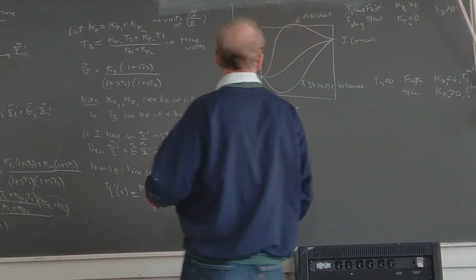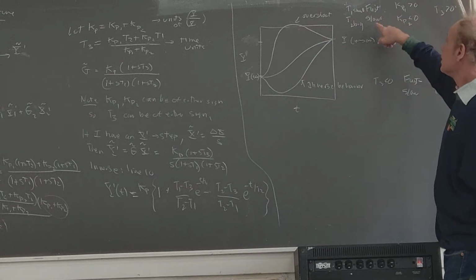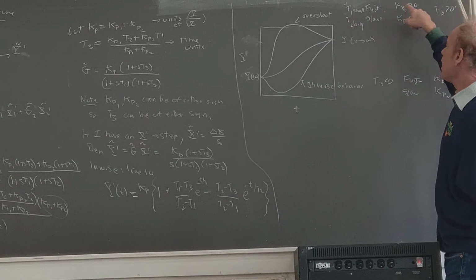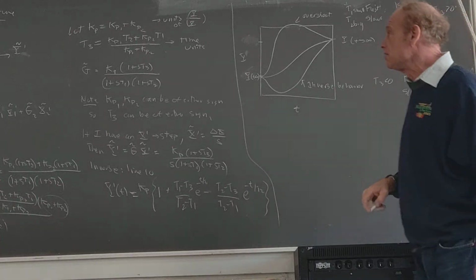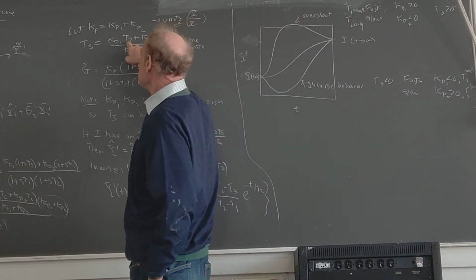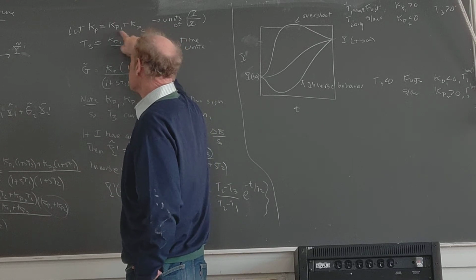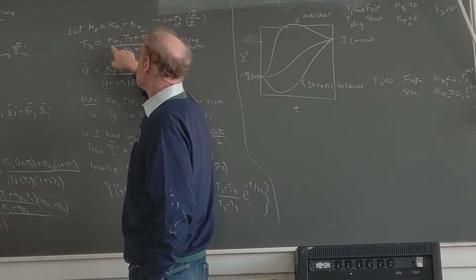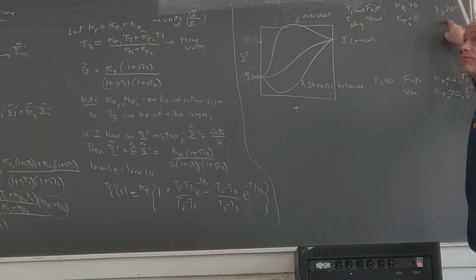Well, let's look. If, in this case, T2 is big and KP1 is big. T2 is big and KP1 is positive. This is big and this is positive. This is little and this is negative. So obviously this guy wins. So therefore, T3 is positive.